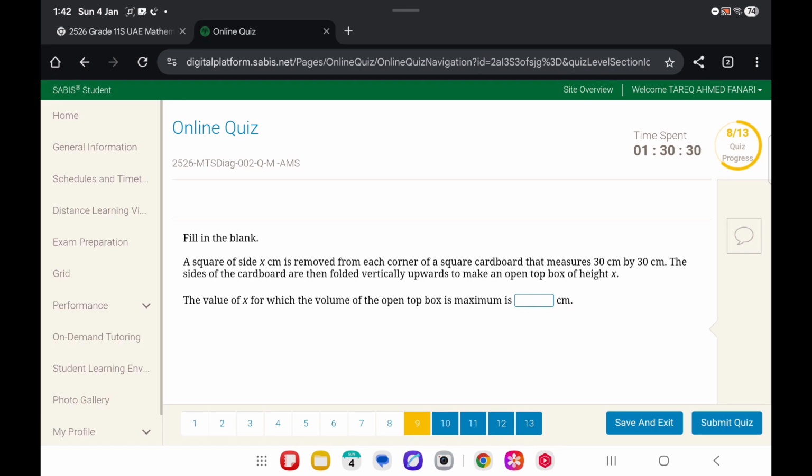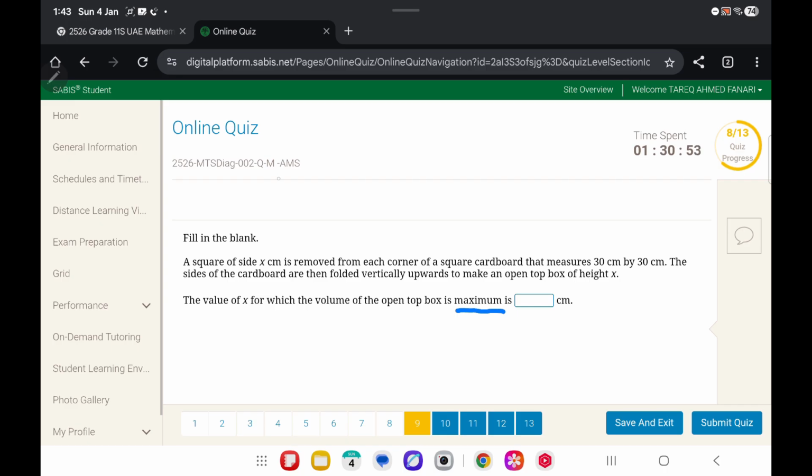A square of side x centimeters is removed from each corner of a square cardboard that measures 30 by 30. The sides of the cardboard are then folded vertically upwards to make an open box of height x. The value of x for which the volume of the open top box is maximum is something. Now, how do we do this?